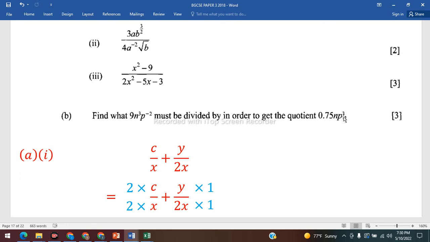No? Okay, so again, we're trying to find out what could we divide this by to get 0.75 n p to the third power. Y'all still with me? Y'all still there? I am. Okay.